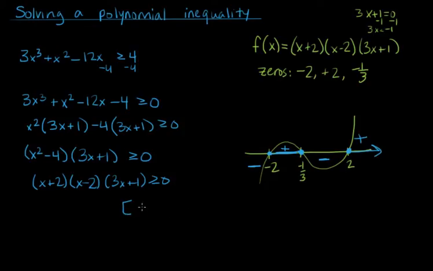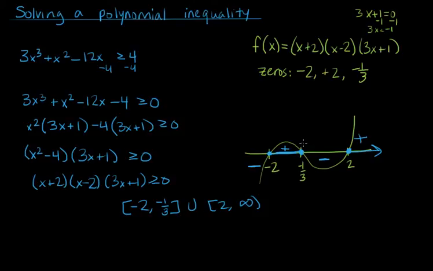So I would say for my answer, -2 to -1/3, and then also from 2 to infinity. And I'm using closed brackets here because it's greater than or equal to 0. If it was just greater than, I would use open parentheses. So that's how you solve a polynomial inequality.